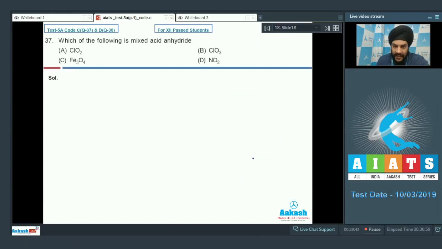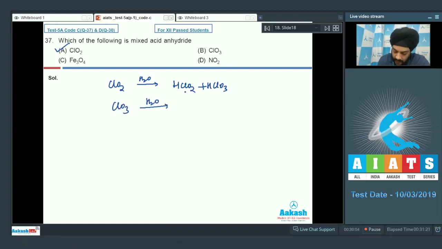Question number 37. Which of the following is a mixed acid anhydride? So if we talk about Ca(ClO2)2, when it is allowed to react with water, it forms two acids, HClO2 and HClO3. So it is a mixed anhydride. If you talk about Ba(ClO3)2, when it is allowed to react with water, it forms HClO3 and HClO4. This is also a mixed acid anhydride.